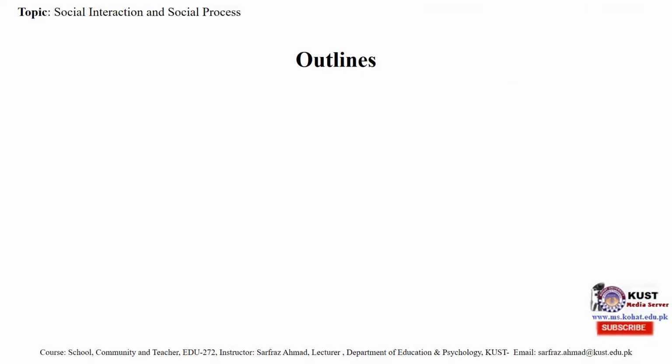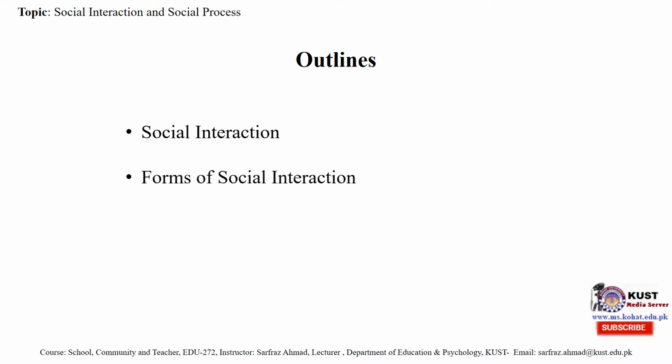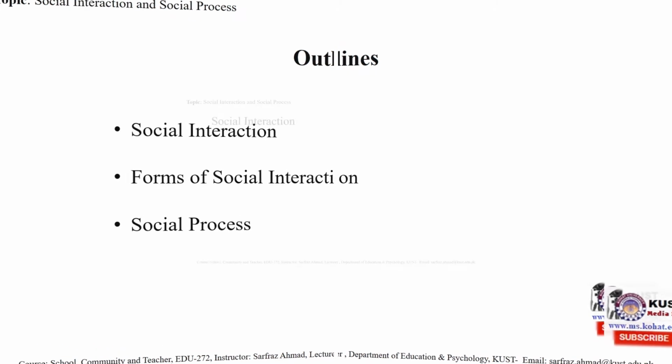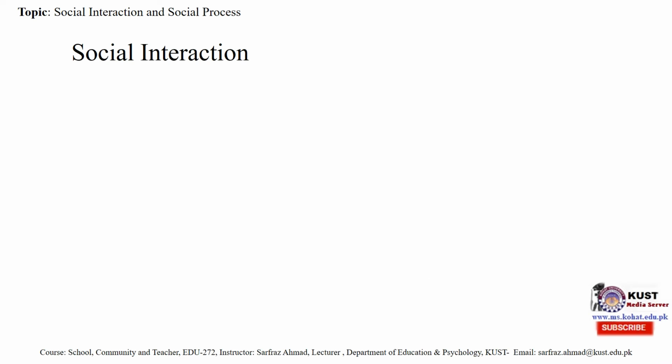The outlines of today's lecture are: first of all, we will discuss what is meant by social interaction, then what are the forms of social interaction, and then what is meant by social process. So what is meant by social interaction?